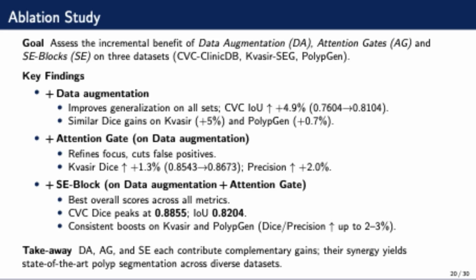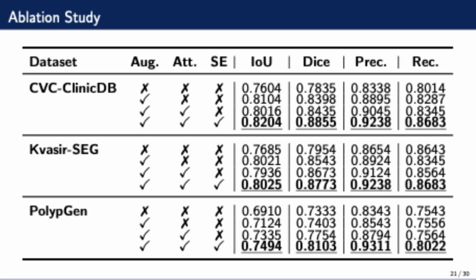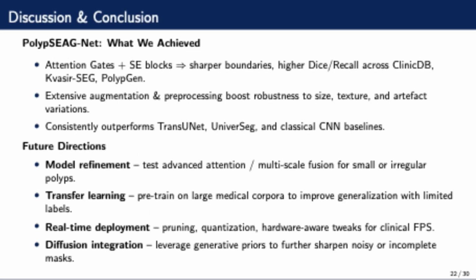And so going to the ablation study, we try to see the incremental benefit of the data augmentation, attention gates, and the SC blocks. And here is the result of our ablation study. I would say it's also very clear that the attention gates and the SC blocks really work in our model. And yeah, discussion. We built a very efficient and very great model compared with the attention gates and SC blocks alone.